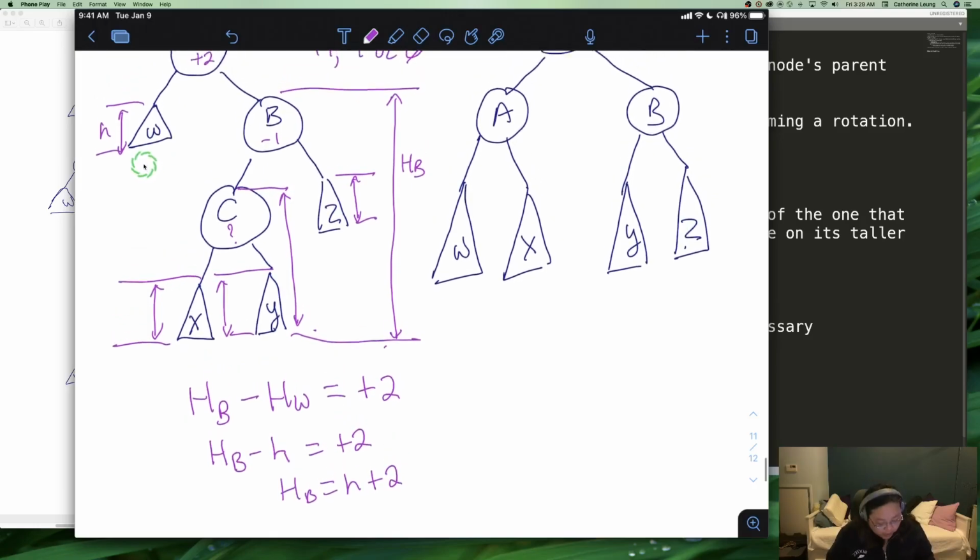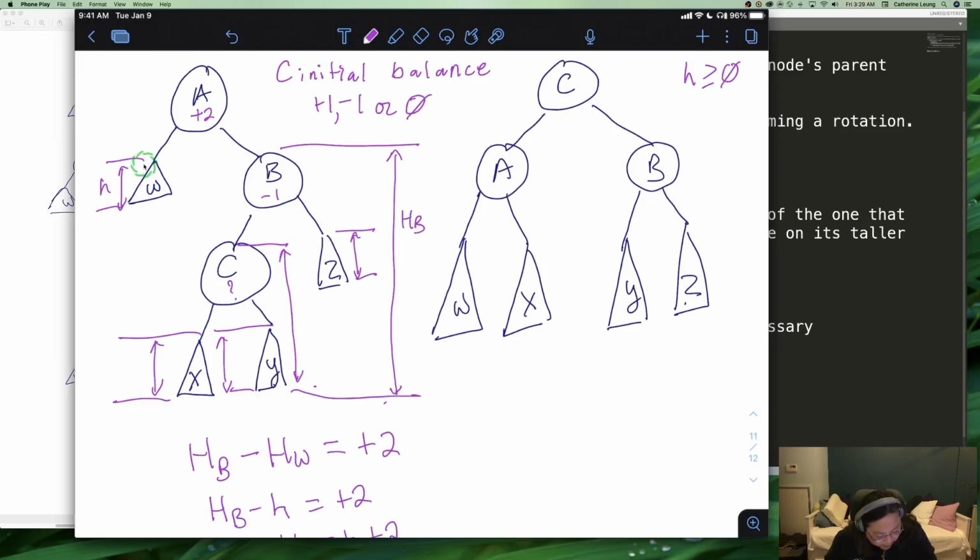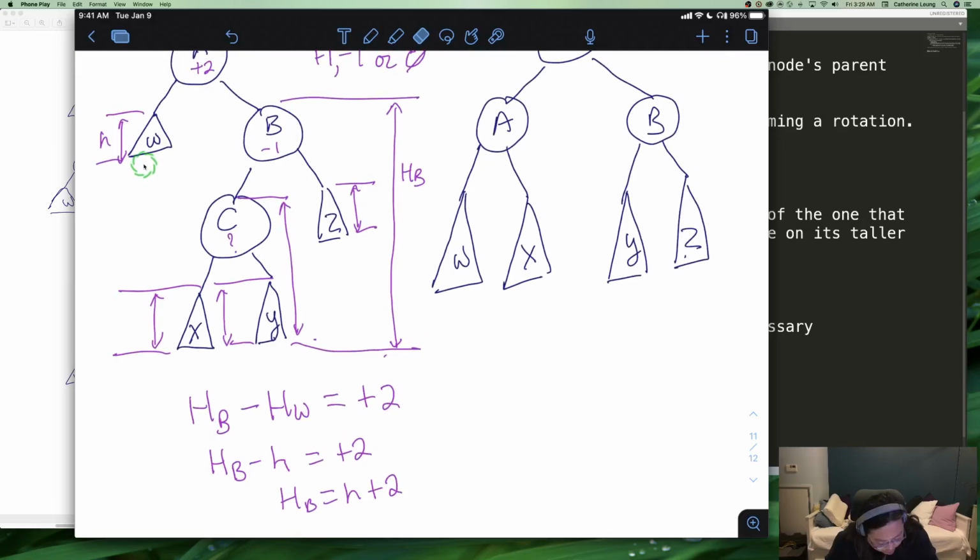Okay, so what we can say is that the height of B is 2. Sorry, not 2, my bad. Sorry. The height of B is h, little h plus 2. Okay, so that's the height of B.